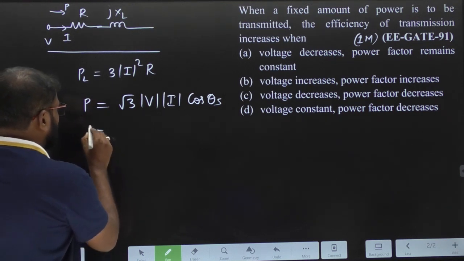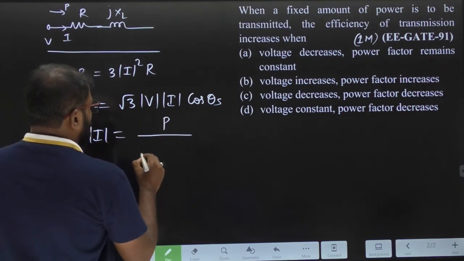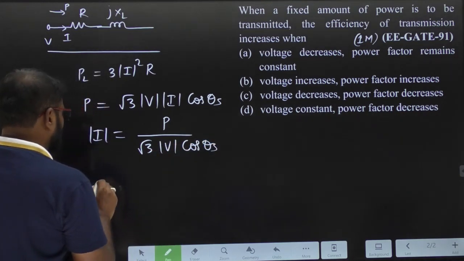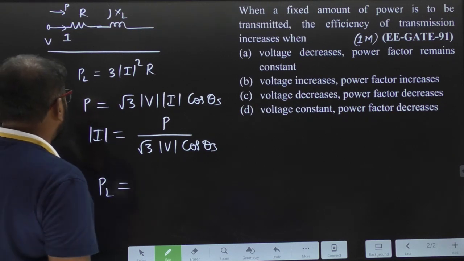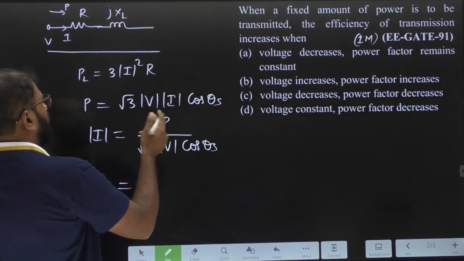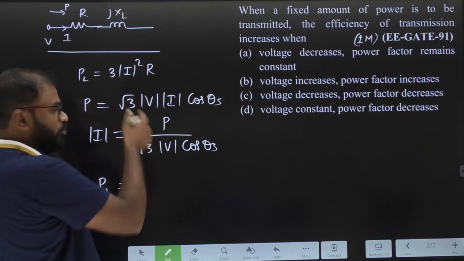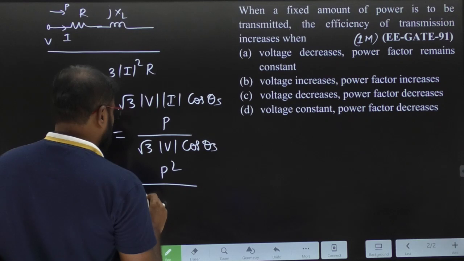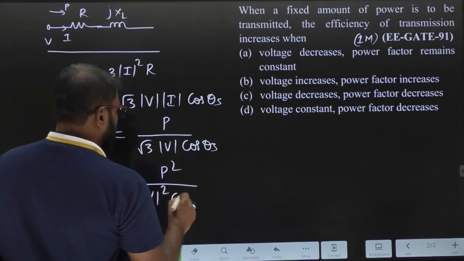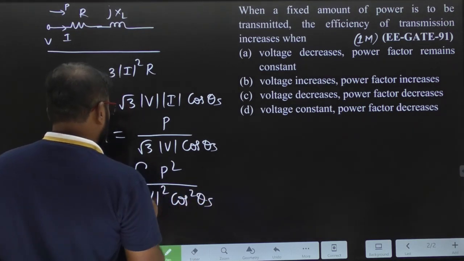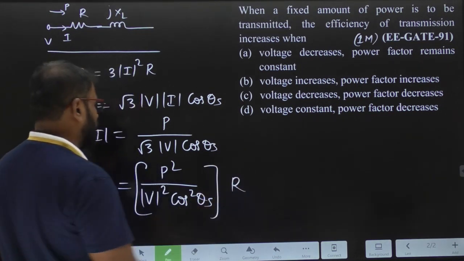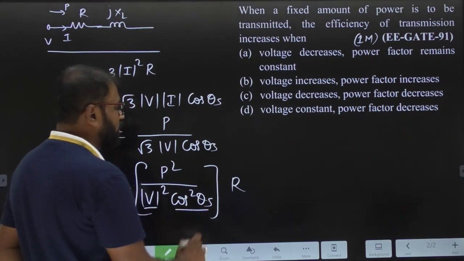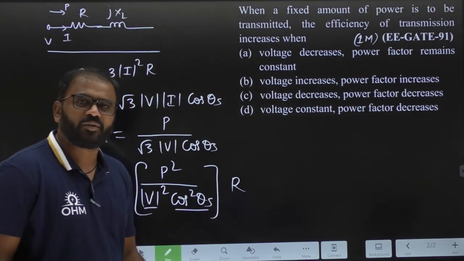Now what is the expression for I? I equals P by root 3 into V into power factor cos theta s. Now let's substitute in power loss. I square means in the denominator 3, in the numerator 3, both get cancelled. Directly I am writing, don't confuse. So we can write power loss equals P square by magnitude of V square into cos square theta s, multiplied with resistance R. From this we can understand the power loss is inversely proportional to the voltage square and power factor square.